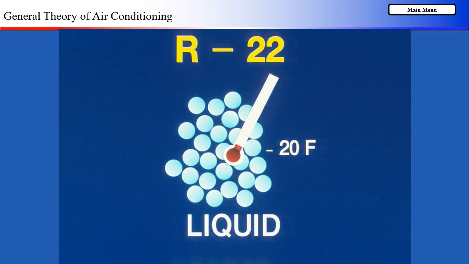The diagram shows several molecules of R22, first as a liquid at -20 degrees Fahrenheit. At this temperature, the molecules are vibrating at a certain speed or velocity. They are a certain distance apart, and they are arranged in a particular way. The density of a substance is a measure of how tightly packed its molecules are. It is measured in weight per unit of space or volume, for example, pounds per cubic foot.